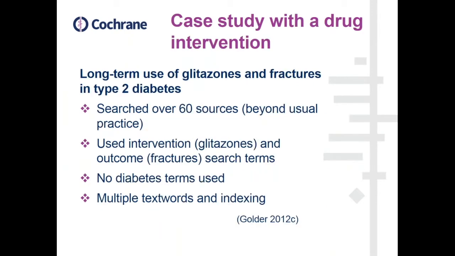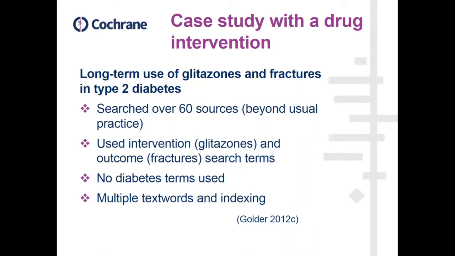Now, we had to think about this, and we thought, well, what sources are the best? Which ones retrieve the most relevant records? So for a review that we did on glitazones and fractures in type 2 diabetes, we actually searched over 60 different sources. This is beyond what we usually do for a systematic review. We used the intervention, the glitazone terms, and the outcome, the fracture terms, the adverse effect terms, but we didn't search on diabetes for reasons that I mentioned earlier. And we used multiple text words and indexing.